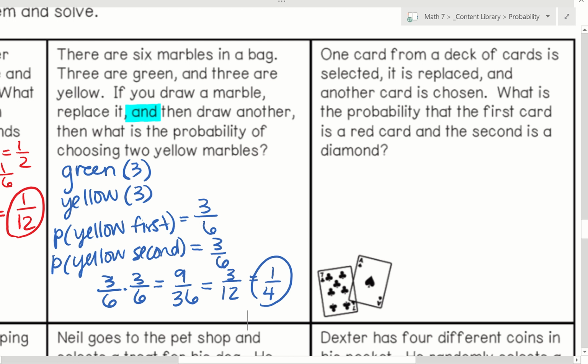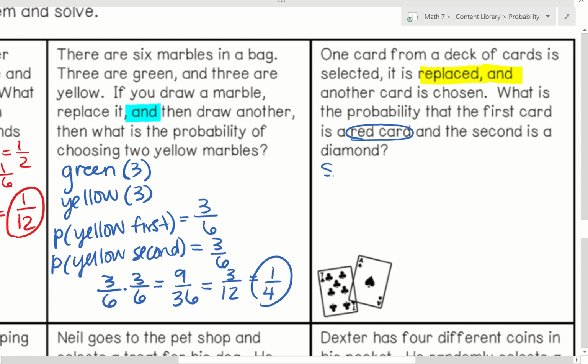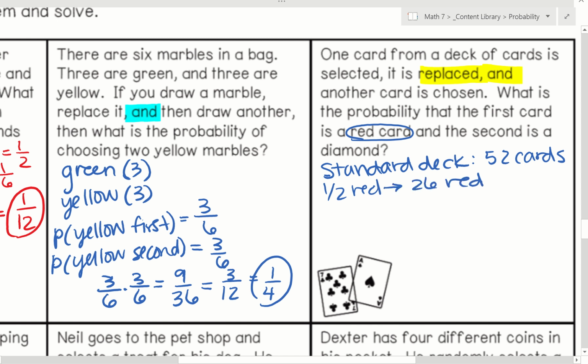Next, one card from a deck of cards is selected and is replaced, and another card is chosen. So again, we have that replacement. This is with replacement. Okay. What is the probability that the first card is a red card and the second card is a diamond? So let's review. In a standard deck, there are 52 cards. Half are red, half are black, which means that there are 26 red cards. There are also 1/4 for each suit. So 1/4 are diamonds, meaning there are 13 diamonds.